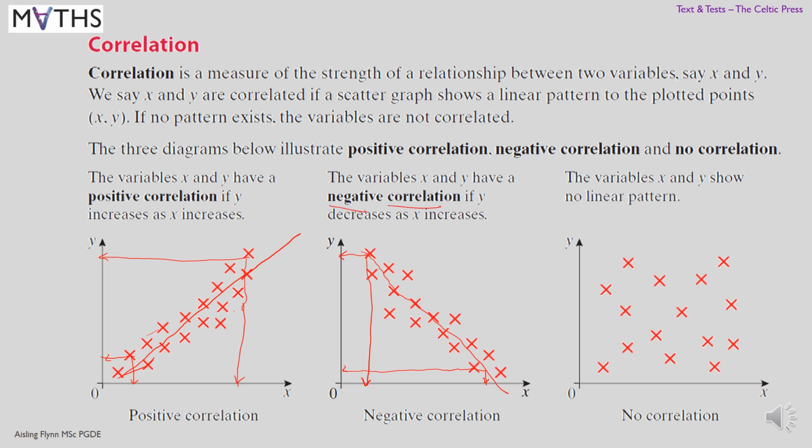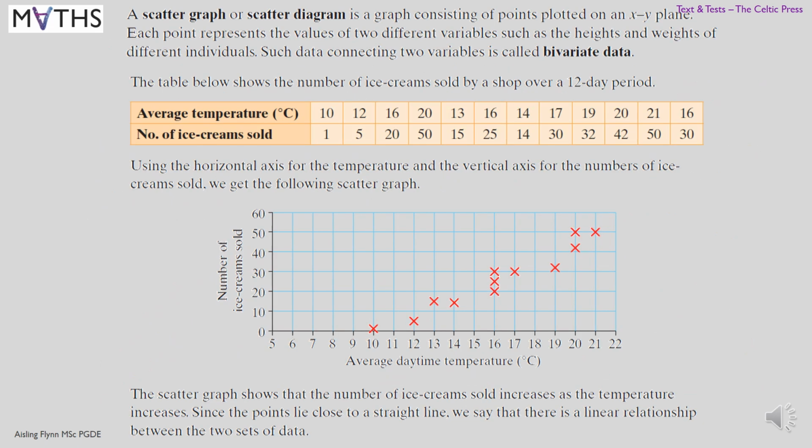And on the third example here, the variables x and y show no linear pattern. So you could draw a circle around them. There's no pattern. You can draw no conclusions from that. There is no correlation. If you can draw a circle around the data, then there's definitely no correlation. If you can draw an oval shape around the data, well then perhaps you do have correlation, depending on how narrow that oval shape is. Okay, let's look at some more.